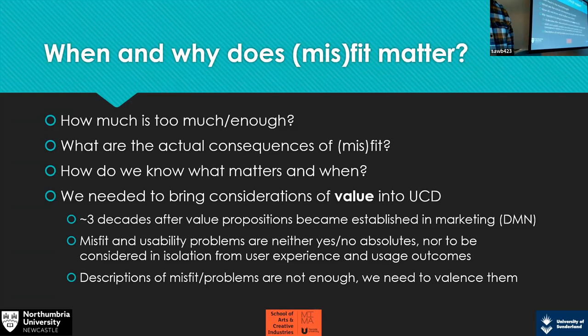So the thing about misfit in classic ergonomics and human factors, misfit is a yes-no thing, and usability problems are a yes-no thing, but they're not. And you can't consider them in isolation. You've got to look at them in terms of the bigger picture. And just saying there's a misfit or a problem isn't enough. We need to valence them. And severity scales in usability, a lot of those have been utterly dismal, 5-point scales that actually do not speak to the value proposition of what's being developed at all, because they're trying to be generic.